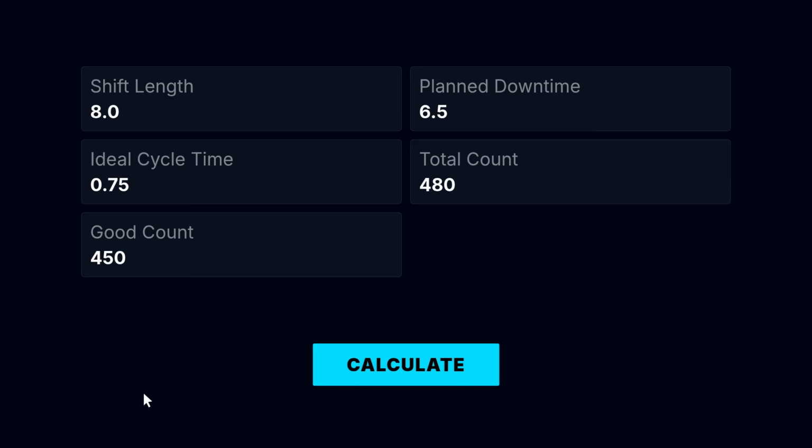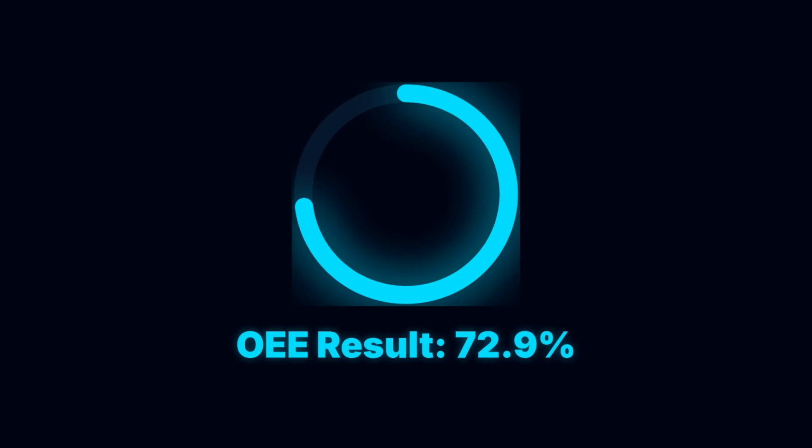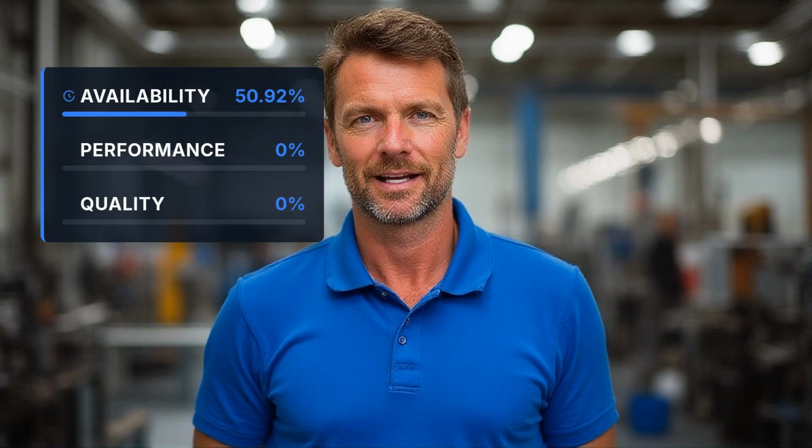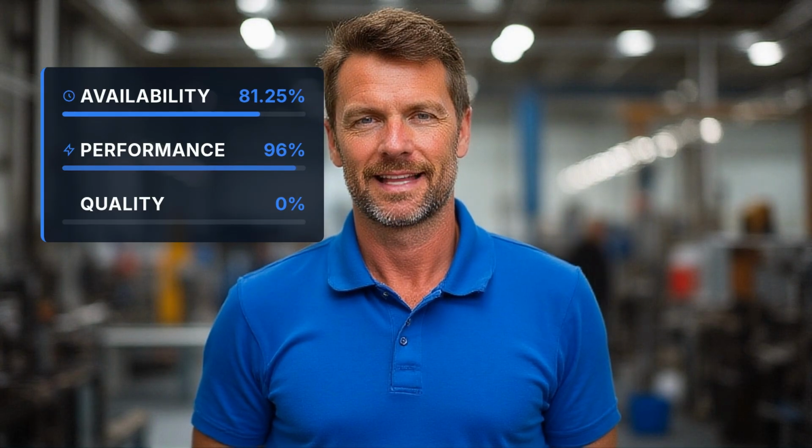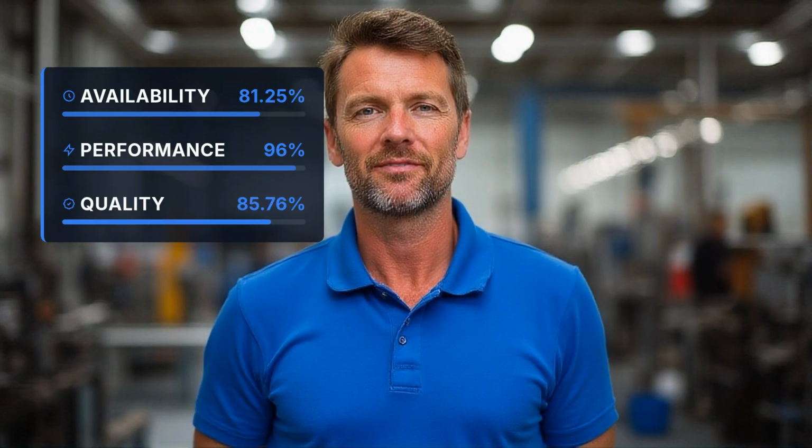Click Calculate OEE. The calculator displays your overall equipment effectiveness as 72.9%. This single percentage combines your availability rate of 81.25%, performance rate of 96%, and quality rate of 93.75%.